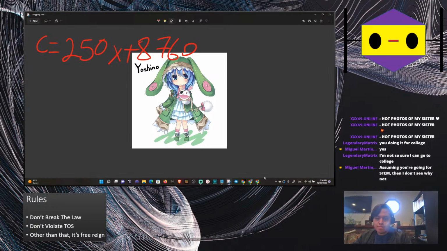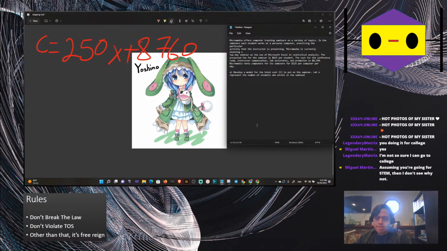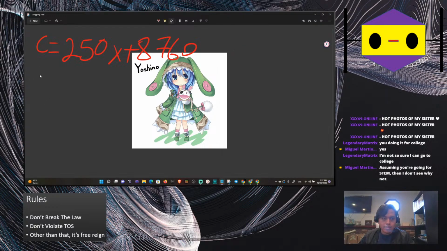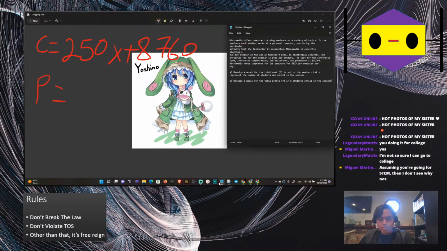Now let's go for the next one. My bad, it's B. Develop a model for the total profit P if X students enroll in the seminar. So in other words, it's asking us to find P. P equals. I'll bring up the question again.